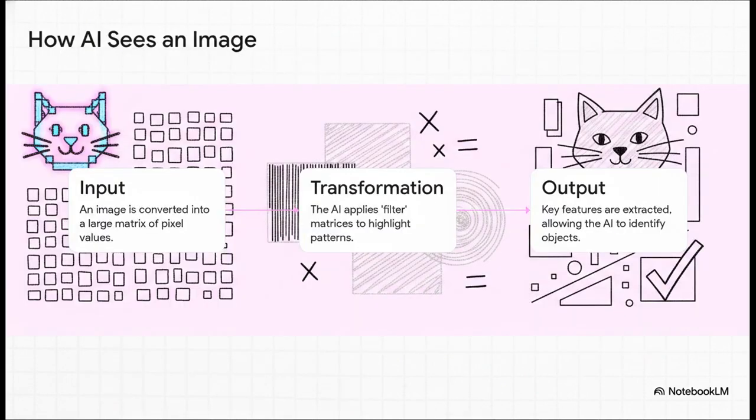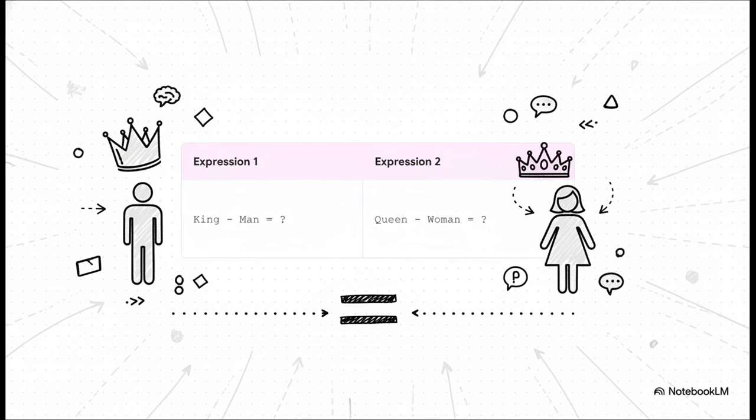So how does it get from that giant grid of numbers to actually identifying the cat? It's all about a process of transformations. The AI takes the image matrix and multiplies it by other matrices, and these act like filters. So one filter might be really good at highlighting vertical edges, another one might be great at finding textures, and layer by layer it combines all these patterns until it can finally say with a high degree of confidence, yep, that's a cat. It's all just matrix multiplication, over and over again. Now, what's really fascinating is that this exact same logic applies to something as complex and nuanced as human language.